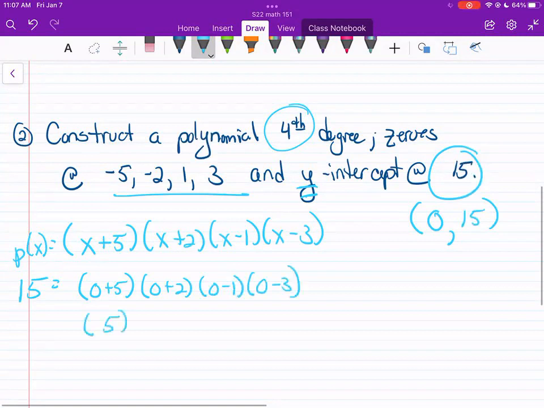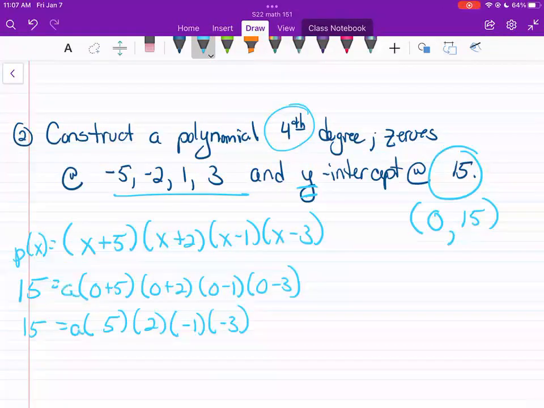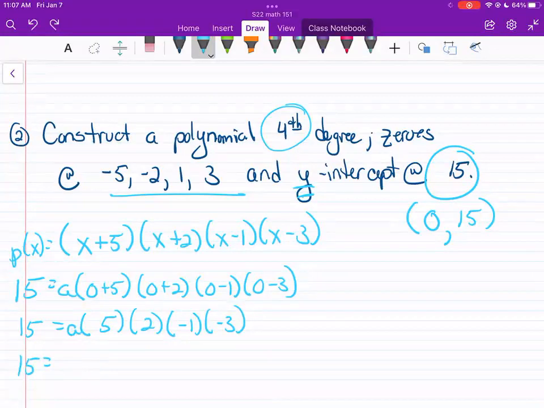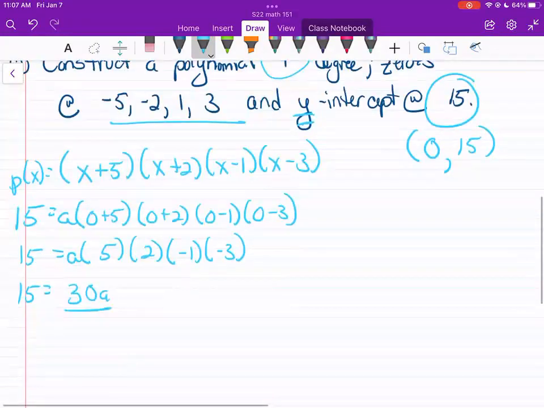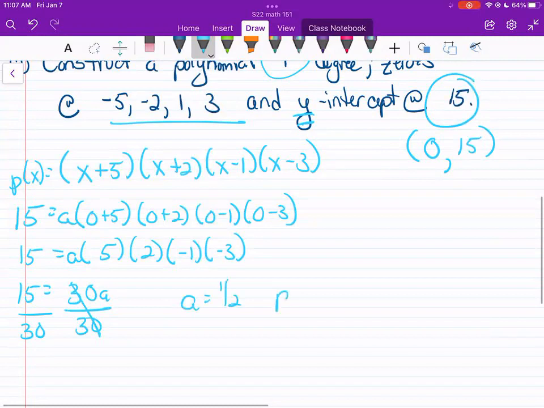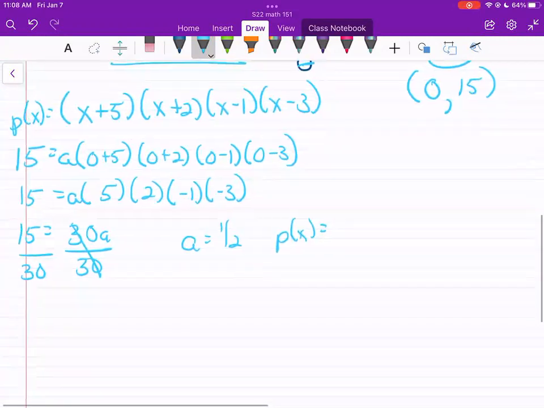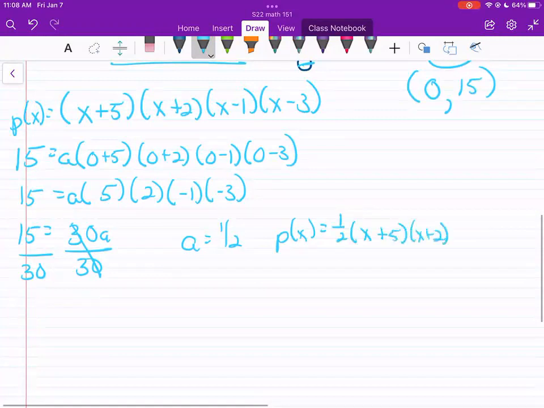which leads us to 5 times 2 times -1 times -3. We know that has to equal 15 times some leading coefficient that we don't know what it is. And this leads us to positive 30a, because a negative times a negative. And when we solve for a, we get that a is 1/2. So our polynomial in this case is 1/2 (x plus 5)(x plus 2)(x minus 1)(x minus 3).